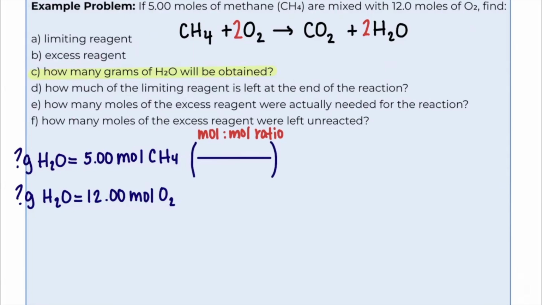But anyways, I digress. Now, I usually like to place a parentheses here and I draw a fraction. And I have to place the mole to mole ratio here as my conversion factor.